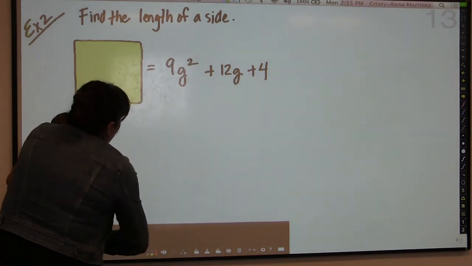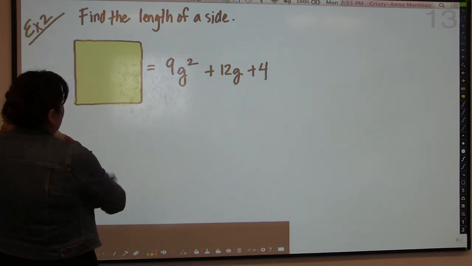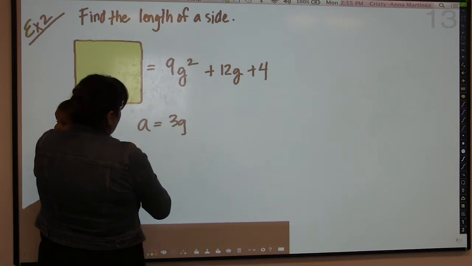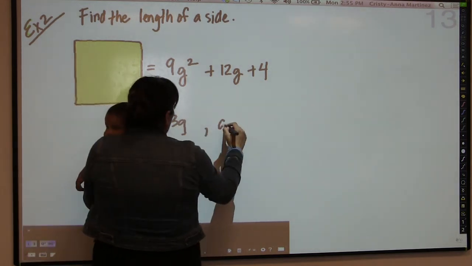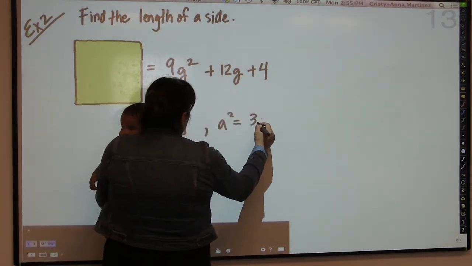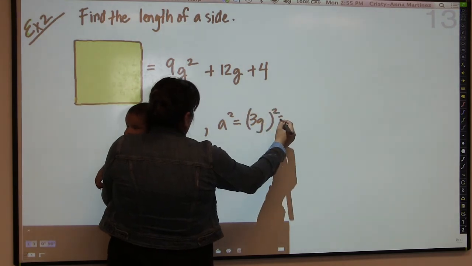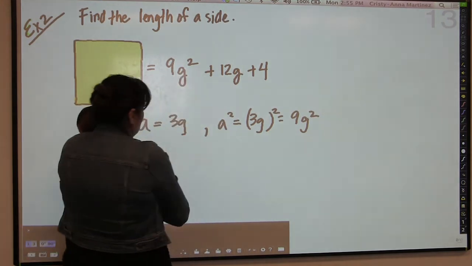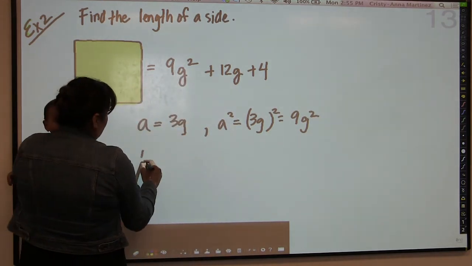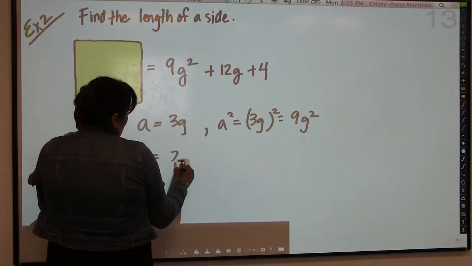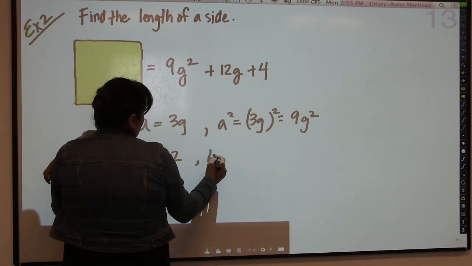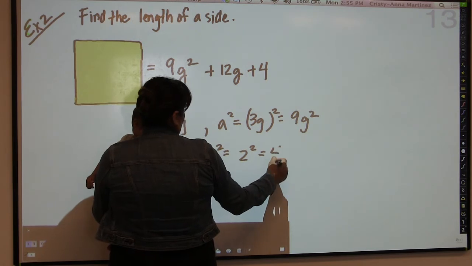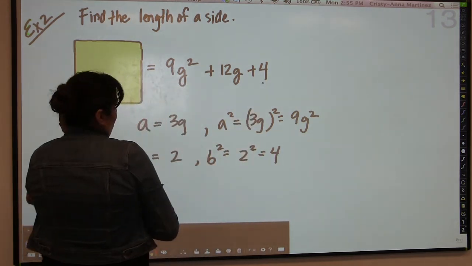So again, we want to have an a squared and a b squared. So if I choose a to be 3g, then a squared would be 3g squared, which would be 9g squared. So that's what my A is going to be. My B, if I make B equal 2, then B squared will equal 2 squared, which is 4. And that's what is there, 4.